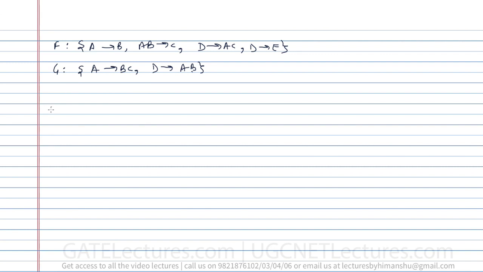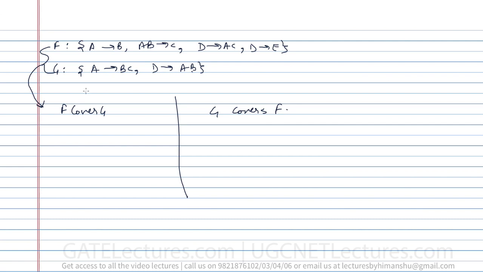Okay, now if I take F closure, we have to identify something which is present in F but not in G, or present in G but not in F. Or you can say, first of all we can identify whether F covers G or not, and then we can identify whether G covers F or not.